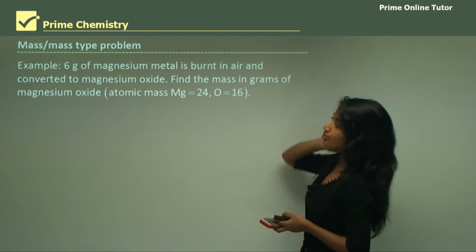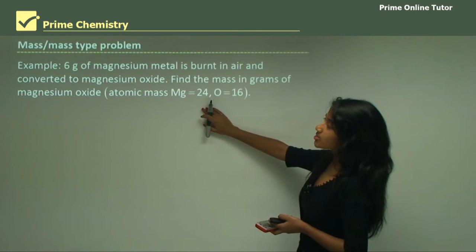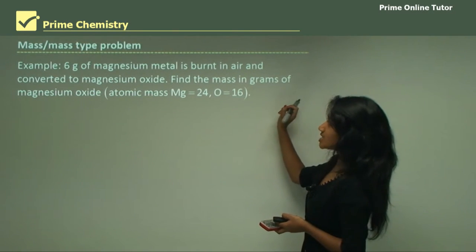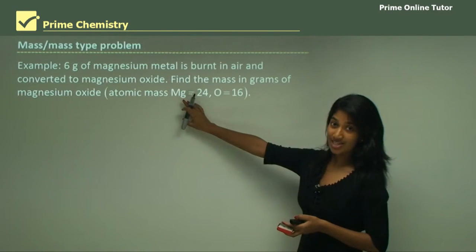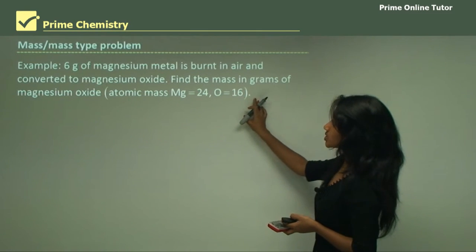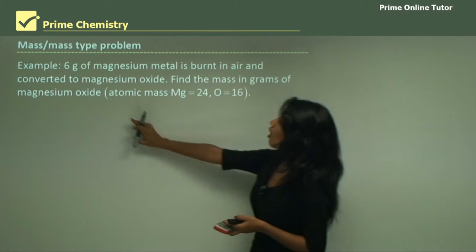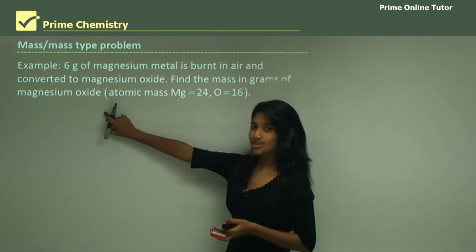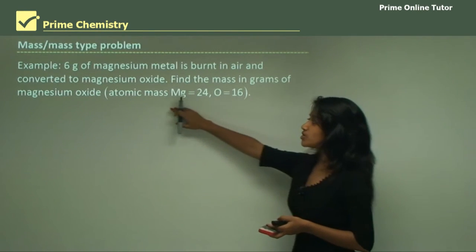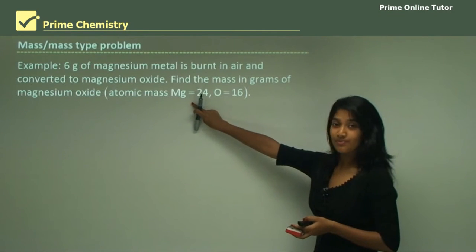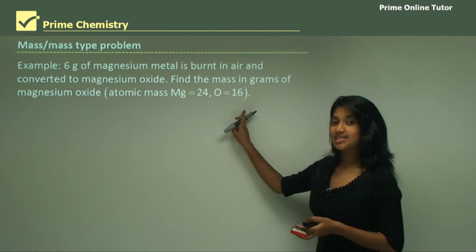Now let's go through this question. 6 grams of magnesium metal is burnt in air and converted to magnesium oxide. So in this question, we are supposed to find the mass in grams of the magnesium oxide. Now they have given you the atomic mass of magnesium as 24 and oxygen as 16.